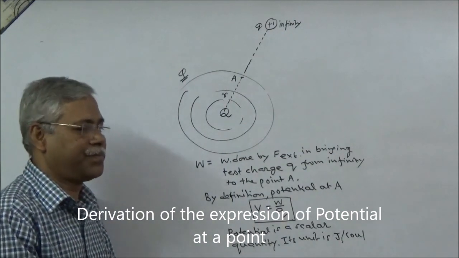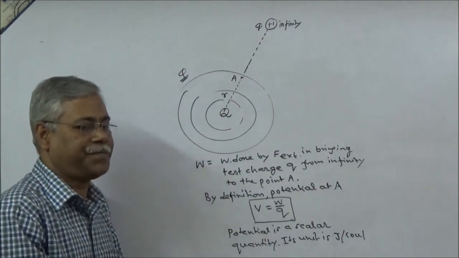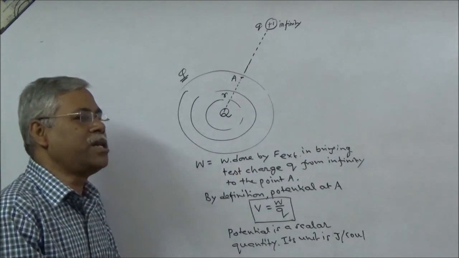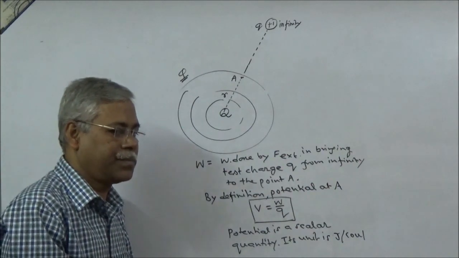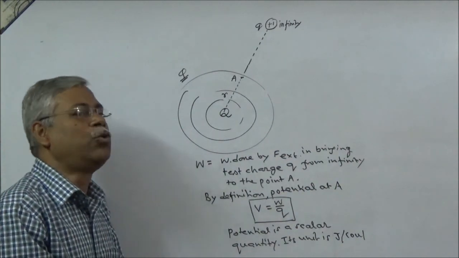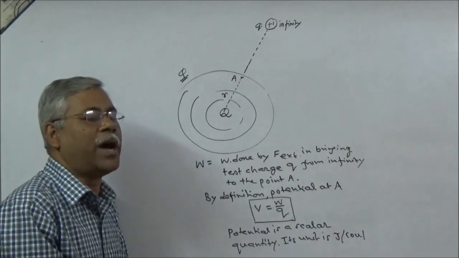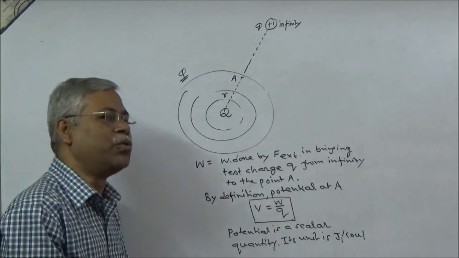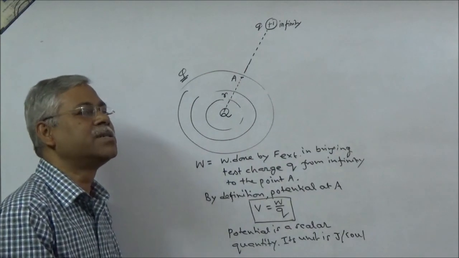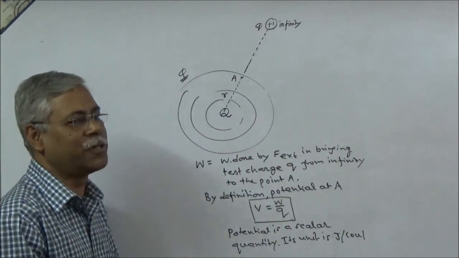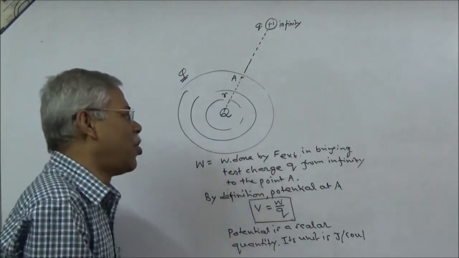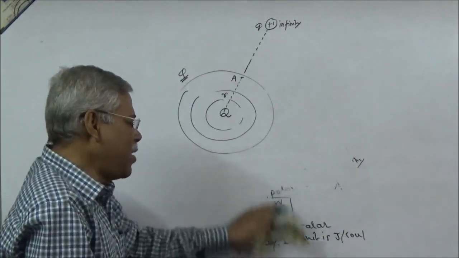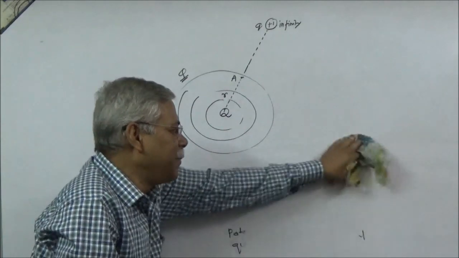Prove that the potential at a point due to a charge Q, capital Q, is 1 by 4 pi epsilon naught into Q by R.